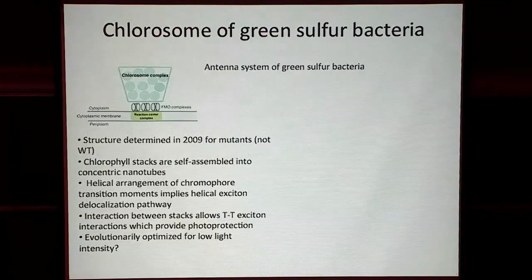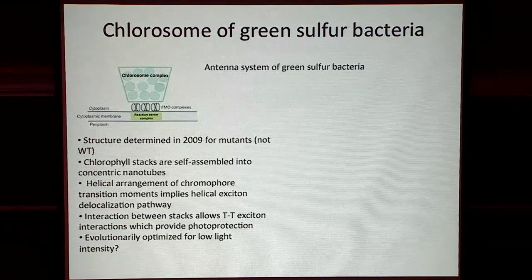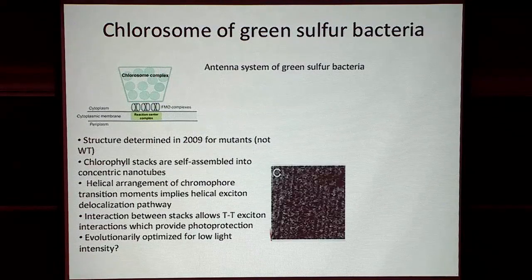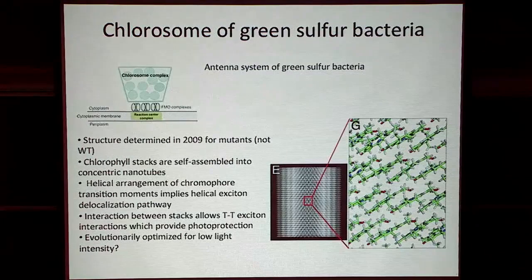There's one very interesting one, which is the antenna system of the green sulfur bacteria that can live below the ocean in these vents, which has an enormous antenna system called a chlorosome, which doesn't have any protein. This is very hard to study in the wild, so they made a mutant and then managed to do TEM of this and also some X-ray structures. This is what people think the structure of this is now. You have these stacks of chlorophylls, of which just the heads are shown here. These flat molecules would be the heads, so they're basically planar, like porphyrins.